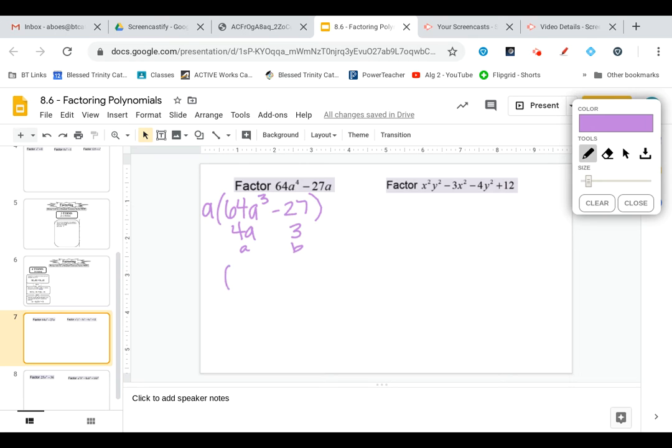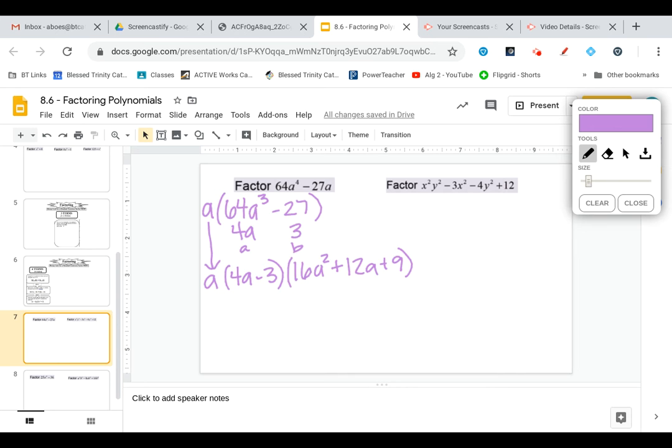So I'm going to do 4a minus 3 times 4a squared would be 16a squared, opposite sign, plus a times b, so 4a times 3 would be 12a, and then b squared, 3 times 3 is 9, and then I have to bring my a down because I factored the GCF out of it, okay?